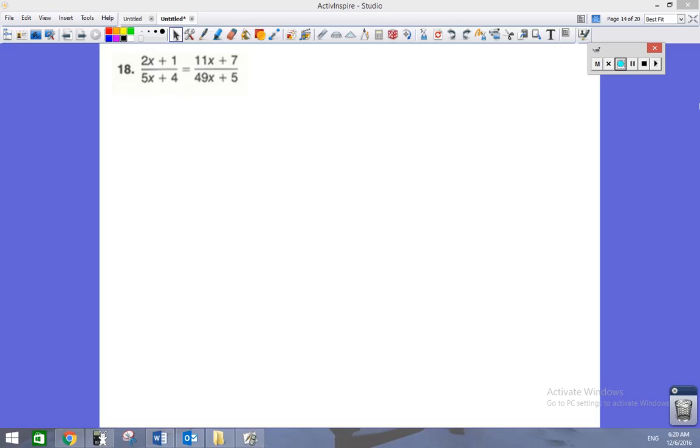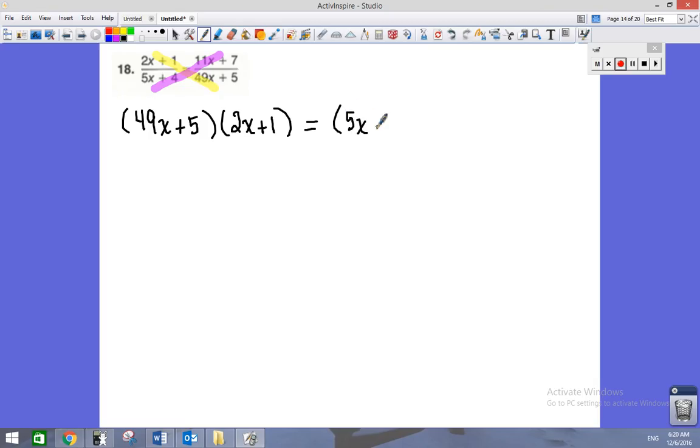Let's take a look at solving this equation. It's a proportion, the claim that one fraction equals another, that one ratio equals another. We're solving this by a technique generally referred to as cross product or cross multiplication. So we multiply along this yellow diagonal, and we have 49x plus 5 times the quantity 2x plus 1. Along the purple diagonal, I have 5x plus 4 times 11x plus 7.